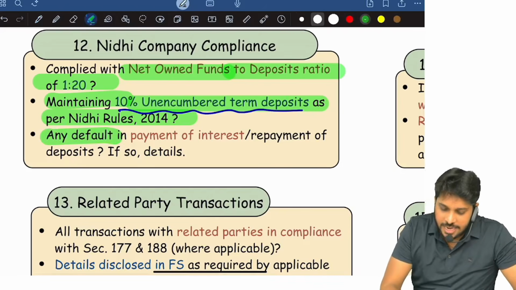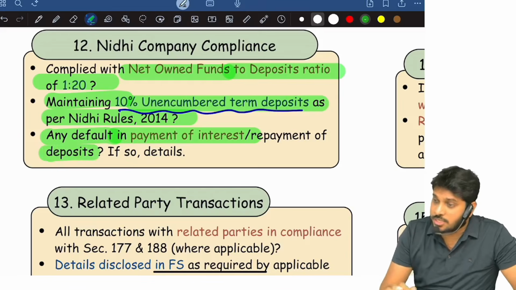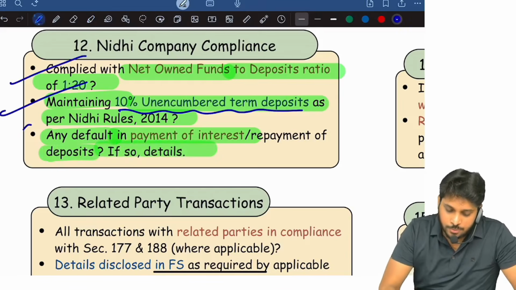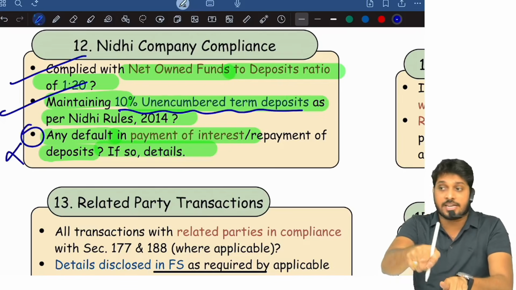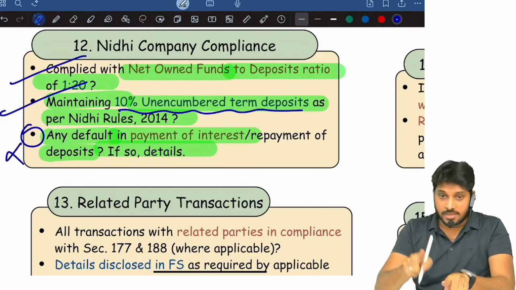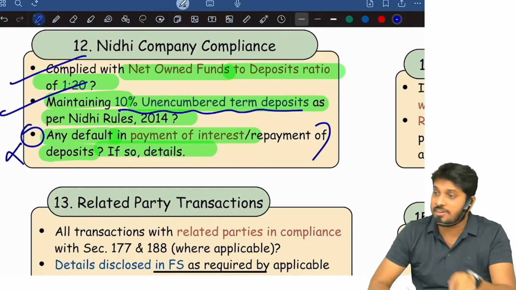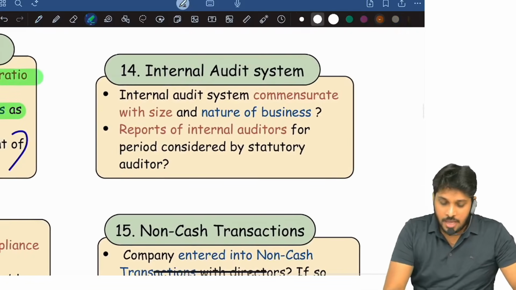Next, any default in repayment of interest and deposit. If so, mention. Many students will write both the points. This point they will miss when they get a question about a Nidhi company: whether the Nidhi company defaulted in repayment of loans and deposits, whether the Nidhi company defaulted in interest. This point many will forget. That's why. Okay.